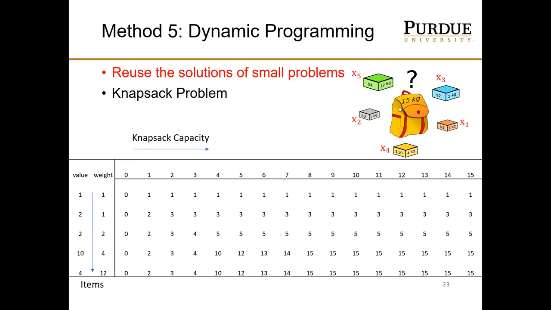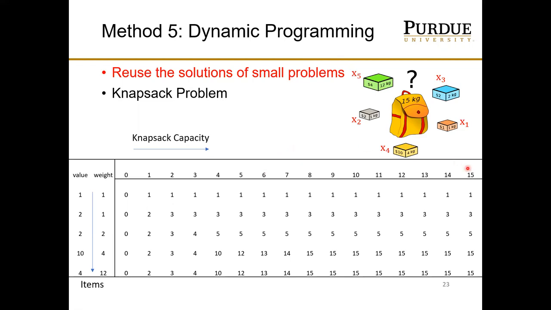So the key idea of dynamic programming is this red line. Let me use the laser pointer. It's this sentence: dynamic programming is the idea that we reuse the solutions for small problems. We solve small problems first, and then we save their solutions in our computer memory, and then we reuse them directly without repeatedly solving them. So that's the idea of dynamic programming. We just reuse the solution for some problem.